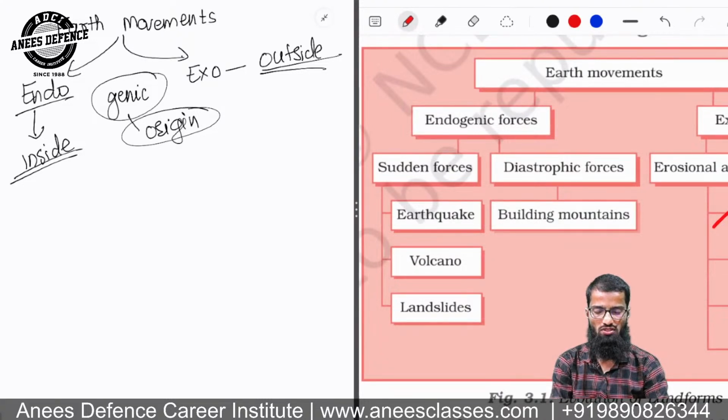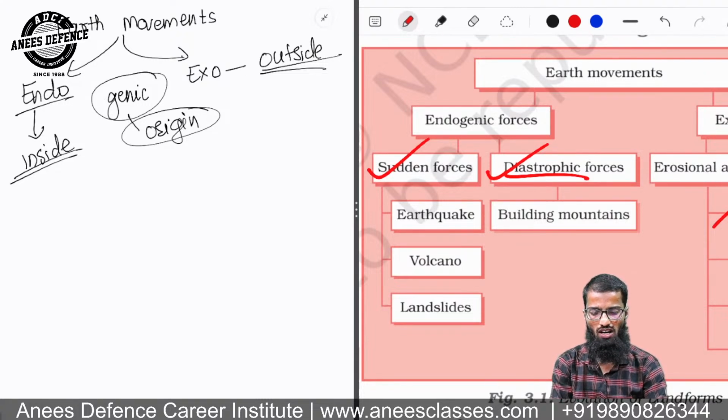Basically, endogenic processes or endogenic forces or endogenic movements can be classified into two further types: sudden forces and diastrophic forces. Here this word diastrophic is important. Any type of force which creates faults or folds on the earth crust or the rock structure can be called a diastrophic movement. Remember that. They are further classified as the mountain building forces.